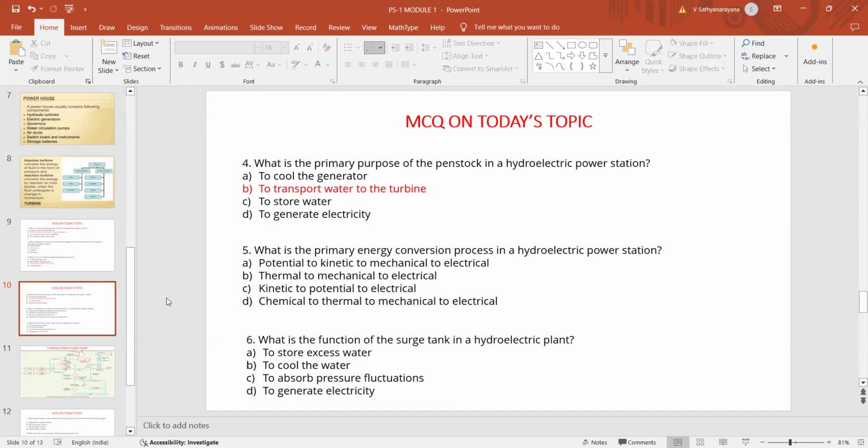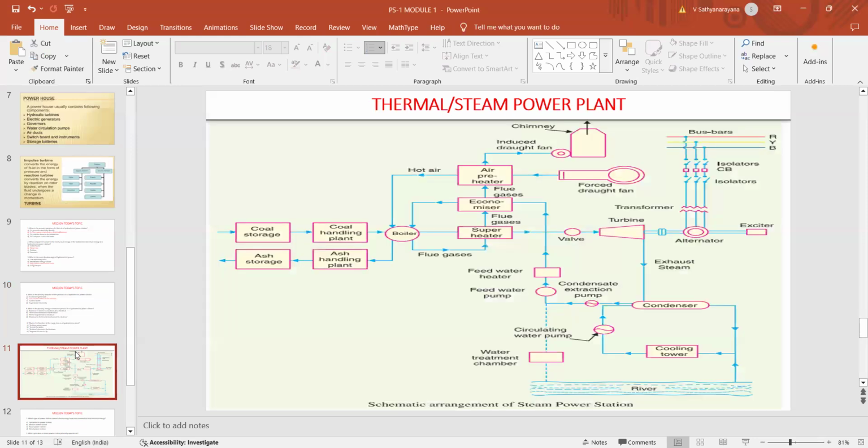Right. So today we will quickly move on to the thermal power plant or the steam power plant. Is the screen visible? The thermal power plant, the schematic diagram? Right. Good. So I will go through the process, how it starts and how it ends with the generation of electricity.